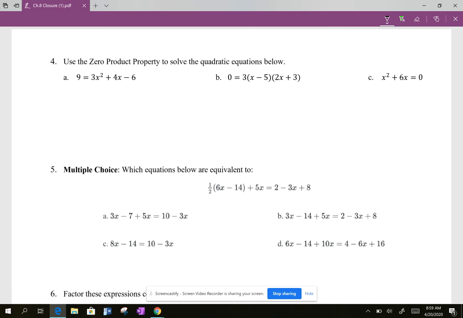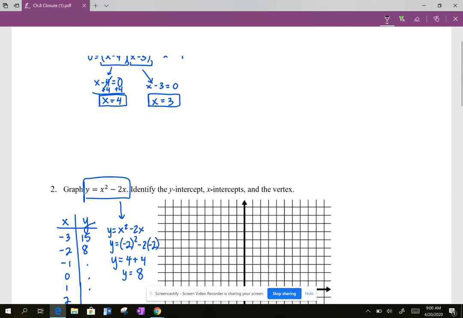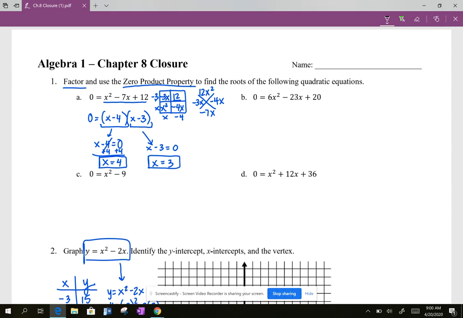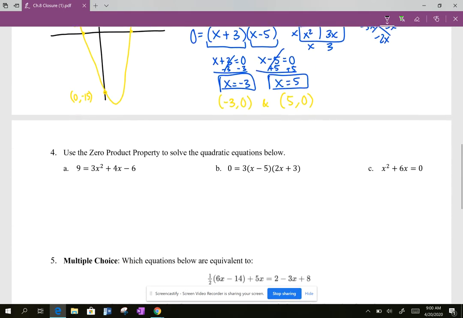Here for the zero product property, you're going to do the same thing that you did in number 1, except maybe these are already factored for you. If they're not factored, make sure to factor them. Also, make sure that they're set equal to 0. Here we have equals 9. We can easily fix this by just subtracting 9 from both sides. Now we have 0 equals 3x squared plus 4x minus 15.